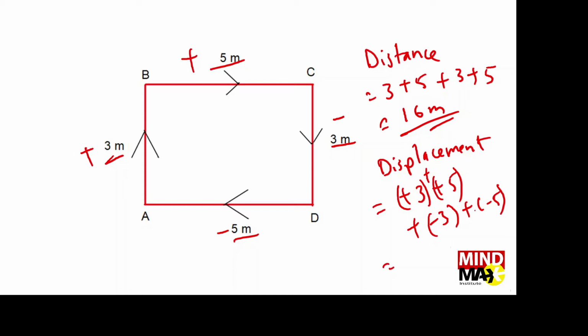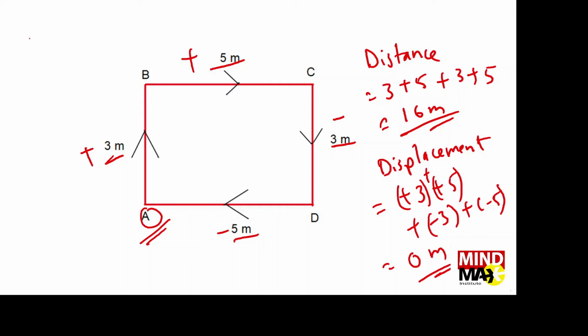If you add all of these, plus 3 plus 5 gives us plus 8. Then minus 3 minus 5 gives us minus 8. So plus 8 minus 8 gives us 0 meters. So even though the distance that I moved was 16 meters, the displacement is 0 meters. You know why? Because the object has actually come back to its original position. It has come back to A. So if the object comes back to its original position A, regardless of how much distance it has moved, its displacement is still 0.